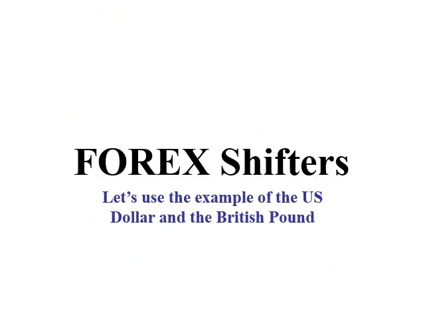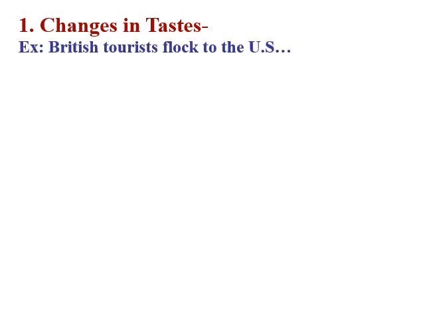So let's look at what the shifters are. Again, we'll stick with the US dollar and British pound as we go through the four shifters of the foreign exchange, or the FOREX, market. So the first one is change in taste. Very similar to our original supply and demand, and after all, this foreign exchange graph is just a supply and demand of a particular currency. So change in taste and preferences.